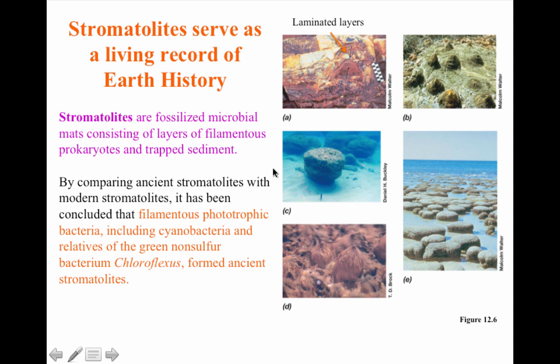And the ones that we have today, we believe, are phototrophic bacteria, bacteria that use light to harness energy. Now they have cyanobacteria or green non-sulfur bacteria, and those we can still see in the ancient stromatolites. So depending on where you look in the stromatolites in the fossil record, you're going to eventually see that some of them were very ancient.